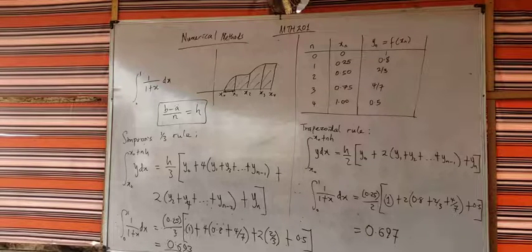So the 5 is what? What is the number of ordinates? That's like 0, 1, 2, 3, 4. When you have 4 intervals, that's 5 ordinates now, like 0, 1, 2, 3, 4.